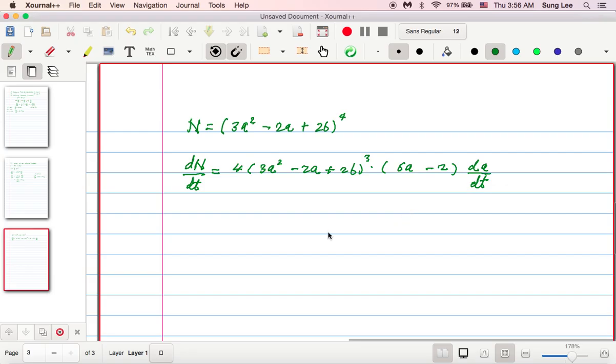Okay, so the derivative part is done. Now we have to get the numerical value. So here, what's known? We have dA by dt, that equals 2 pounds per week. And we are trying to calculate this when the amount of algae becomes 5 pounds. Those are the only quantities that are required to evaluate this.